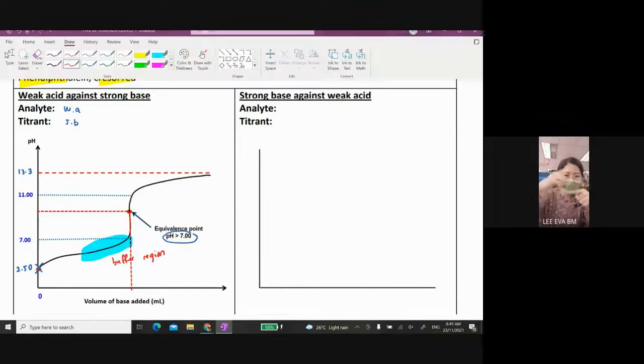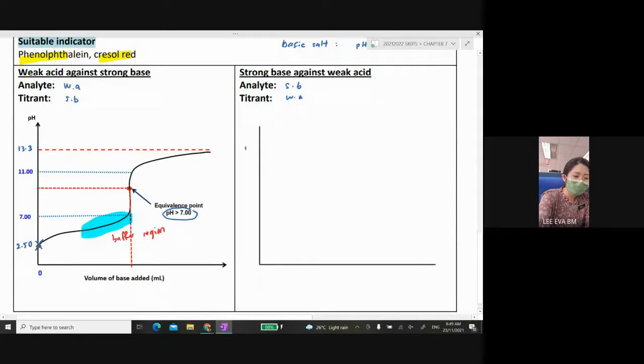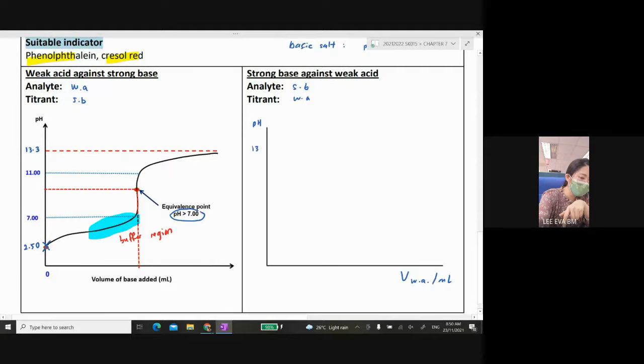Similarly, if I change the position, with strong base at the bottom, strong base will be the analyte and weak acid will be my titrant. So this one will be pH against volume of weak acid. We start with the pH value of the strong base, your analyte, 13.3. So we go this way down until the bottom, and the final pH, 2.5, depends on the titrant. And then don't forget to label your equivalence point pH. It will be more than 7. And if you have a calculation with given information, then you will have this value.